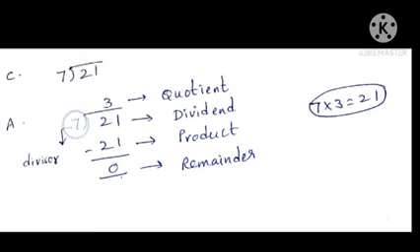So recite the 7 table. In the 7 table, when will we get 21? Tell me, children. 7 threes are 21. This 3 we have to write above the line. And this 21 we have to write down below the 21. Next, what should we do? We have to subtract it. 21 minus 21, how much will we get? We'll get 0. Now this 3 is called the coefficient. This 21 we will call the dividend. This 21 we will call the product. 0 is the remainder. This 7 is the divisor.